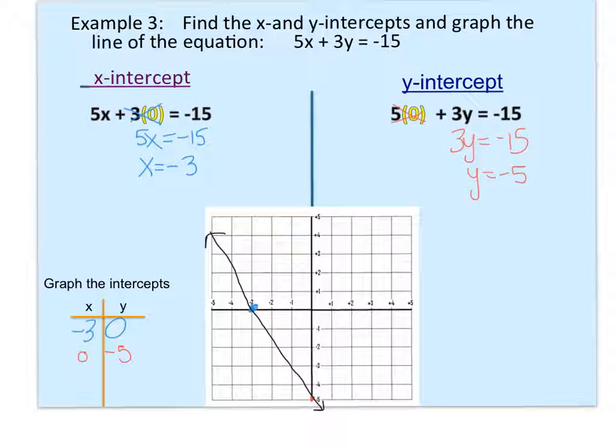Now, hopefully you've realized this is a little bit faster than what we did in class where we solved for y and made a table. This is a second option you have for graphing. You could still solve for y and make a table for all of these. It would work. But this is just another option when you have numbers that can easily be divided to give you exact x and y intercepts. So we'll take a look at our last one.